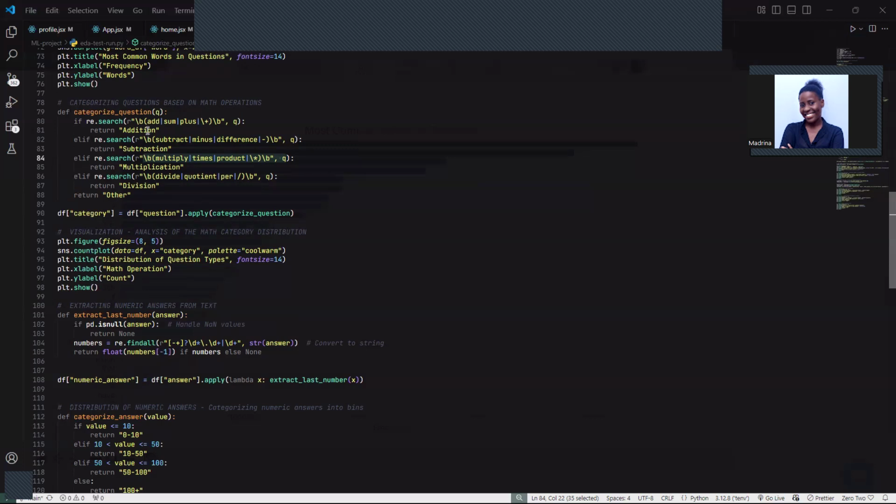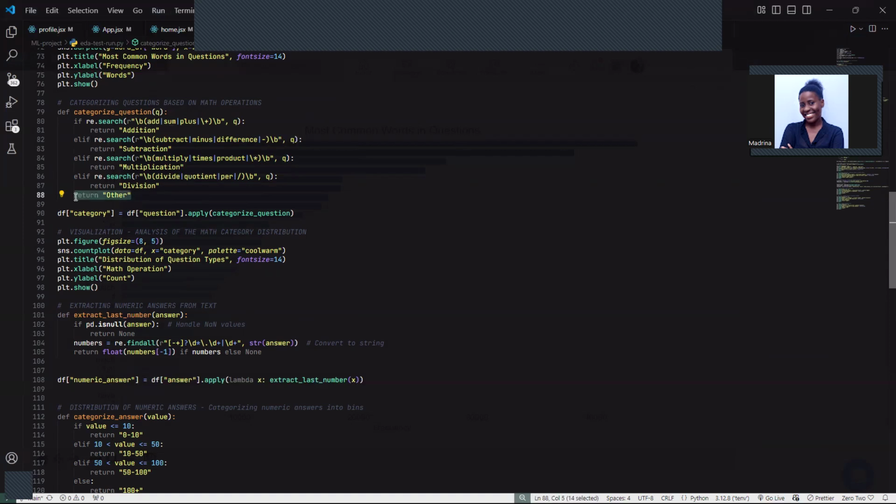However, not all the questions are going to be phrased with these keywords. For example, in addition, we have the word add, sum, plus, or even the plus sign. Then we know this is an addition question. For subtraction, we have subtract, minus, difference, or the minus sign. We know this is subtraction, and so on. However, most of these questions will not have these keywords that can be easily identified as either subtraction or division. So we are going to categorize them as other.